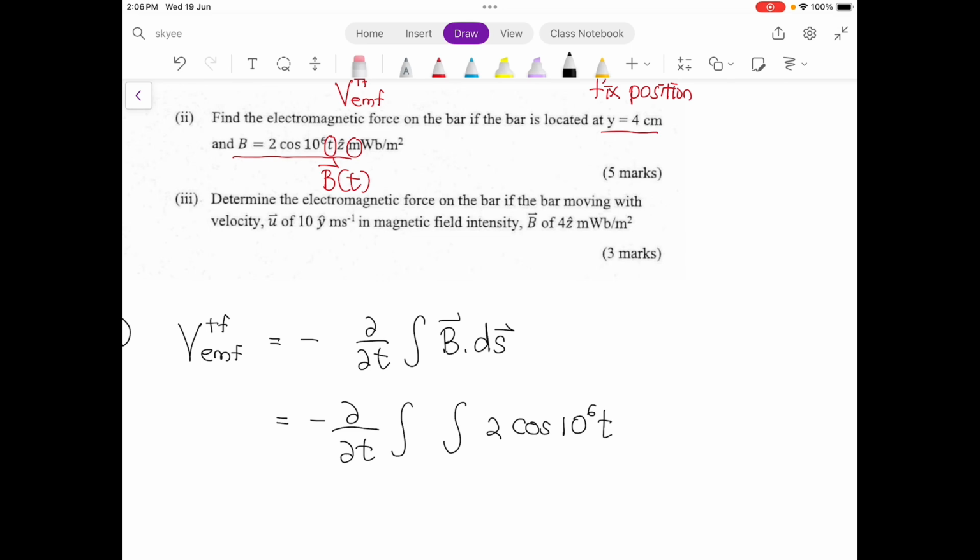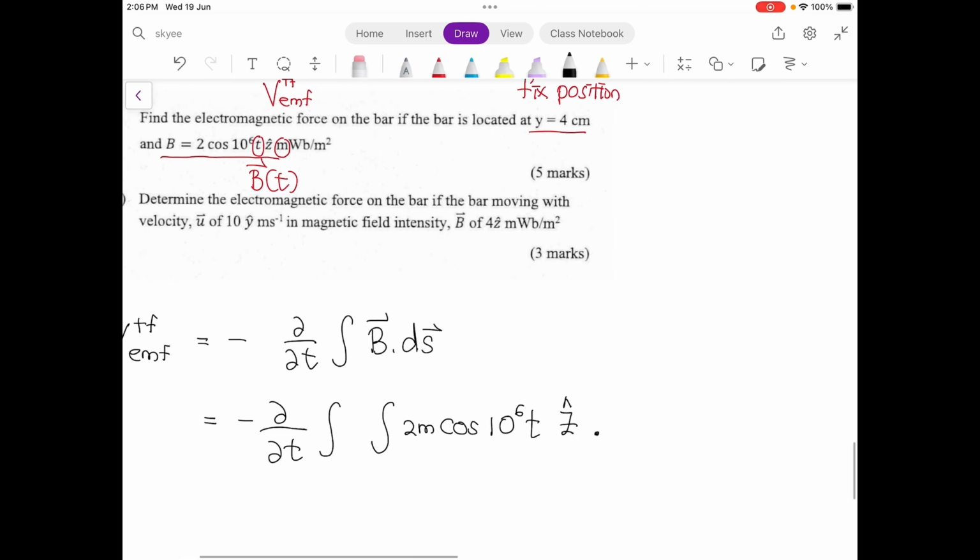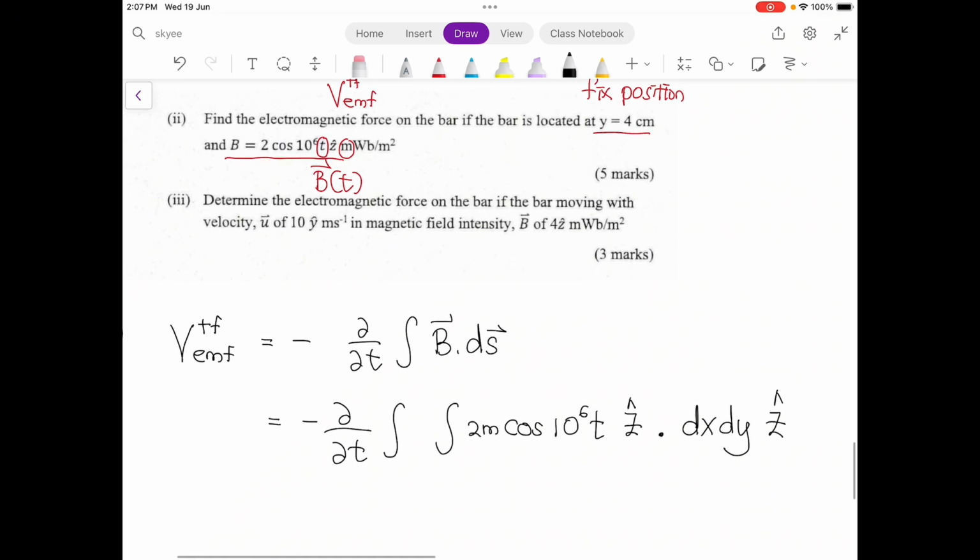And this is milli. Don't forget the milli. I put the milli in front. Z direction, dot product with the, so you have a dx, dy. This is the ds for Cartesian coordinates. And then the direction is also Z because the surface is facing the direction Z.